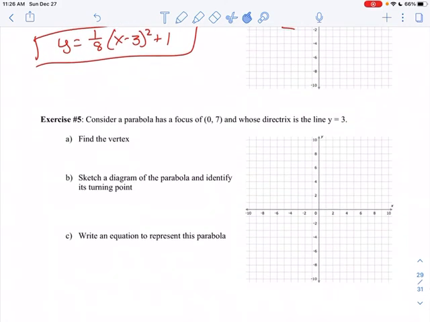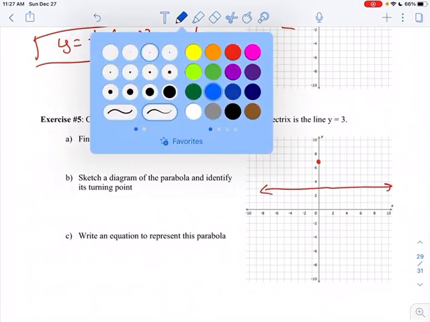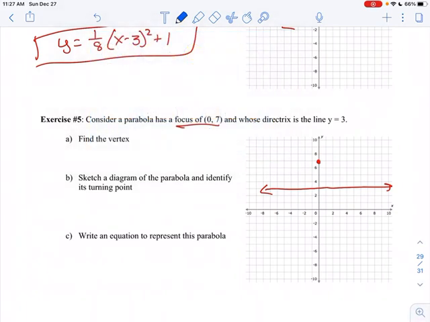Okay, consider the parabola, last one, that has a focus of (0, 7). All right, so (0, 7) is my focus. The directrix is the line y equals 3. Now remember, my vertex is right smack in between them, so let me change the color. They're 1, 2, 3, 4 apart, so it's going to be right smack in the middle, right there at (0, 5). Sketch a diagram of the parabola and identify its turning point. So p is 2.